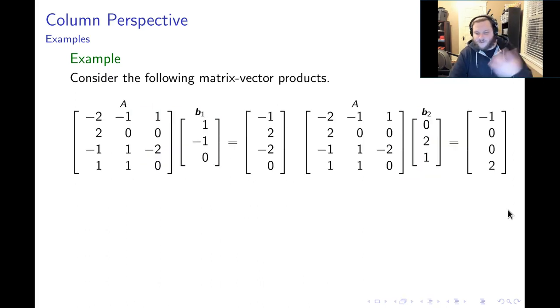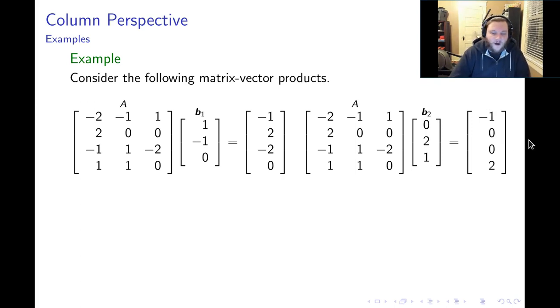Here's a second example just to illustrate the formula again. Here, somebody is handing us a few equations. We have two matrix vector products that are given to us. The matrix A, which in this case is 4 by 3, multiplies by this vector B sub 1, which is 1, -1, 0, to produce this particular vector, -1, 2, -2, 0. And then the same matrix A, which again is 4 by 3, multiplies by this vector B sub 2, which is 0, 2, 1, to produce this new vector, -1, 0, 0, 2.